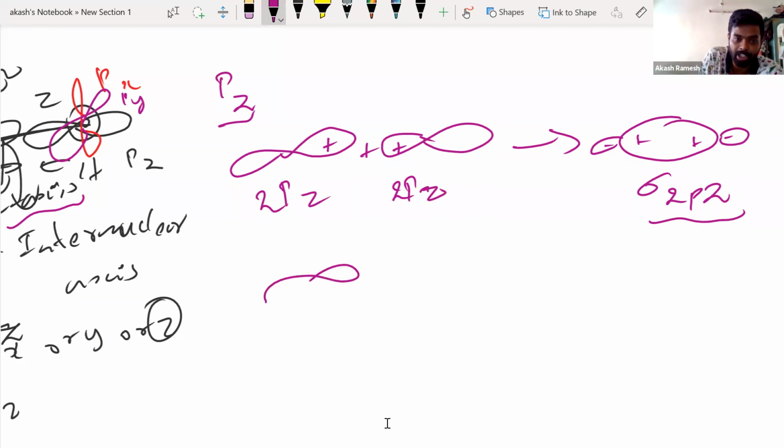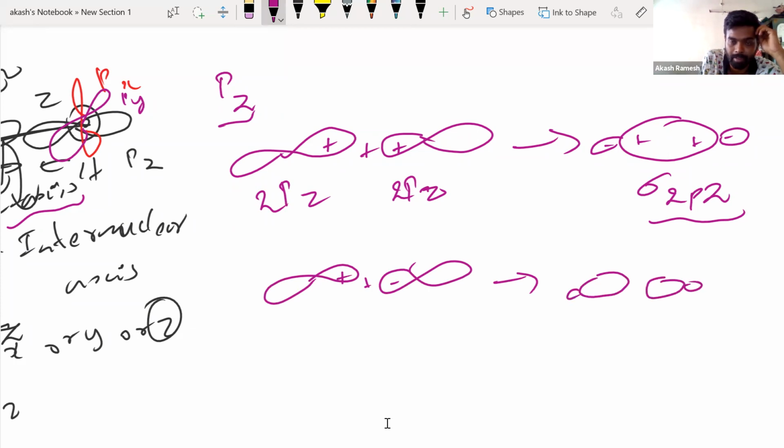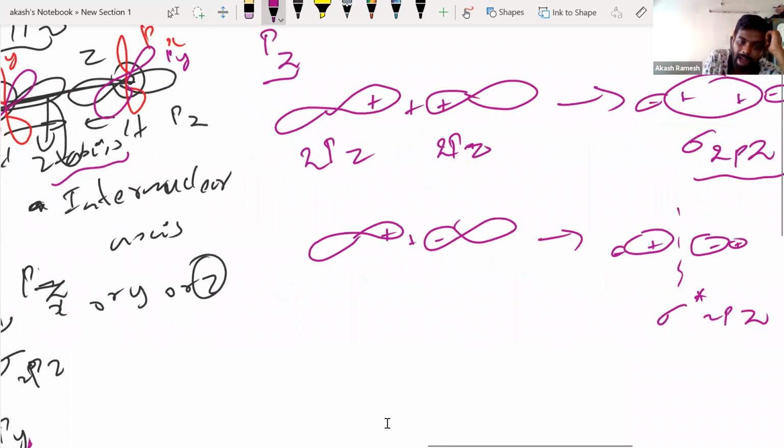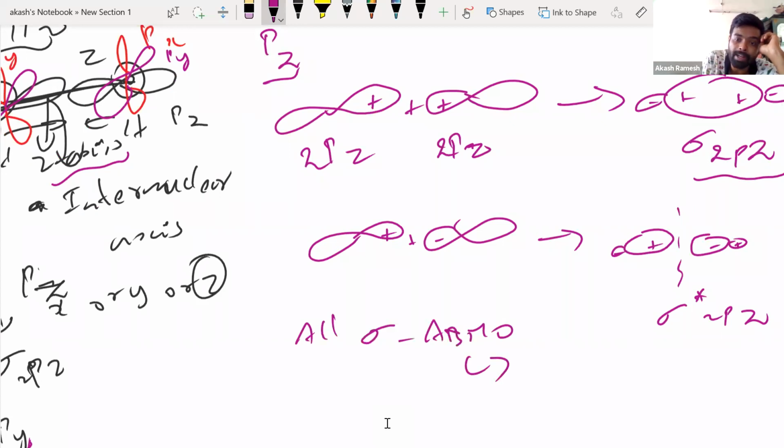In the same way, I can have destructive interference, where plus and minus interact. In that case, what will happen? I will form plus and minus, and again you see there is a node. This is obviously going to be called sigma star 2pz, because it is going to be an anti-bonding orbital. I can tell you, all sigma anti-bonding molecular orbitals will have a node perpendicular to the internuclear axis.